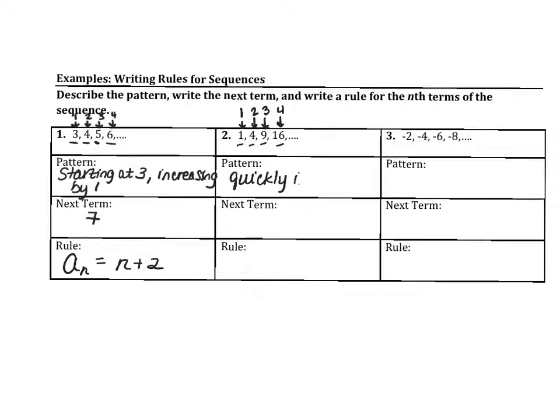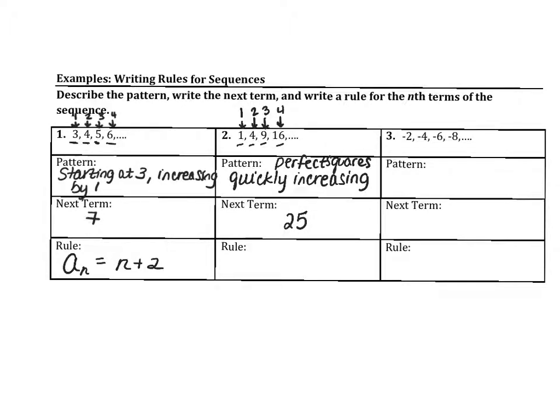Quickly increasing. And from all the factoring work we've done this entire semester, I hope you are able to realize that these numbers are perfect squares, okay? So that's something else you could even write for your pattern. You could write perfect squares. And so your next term is going to be 25.